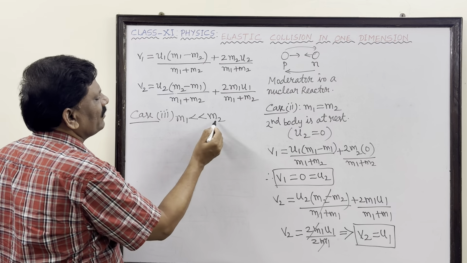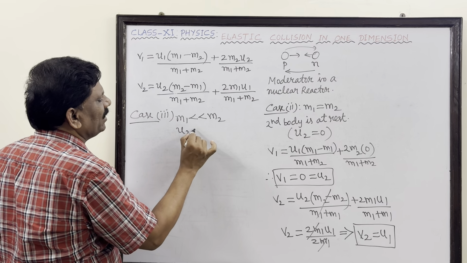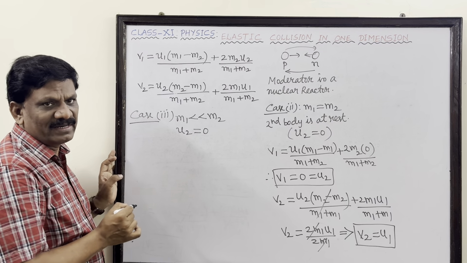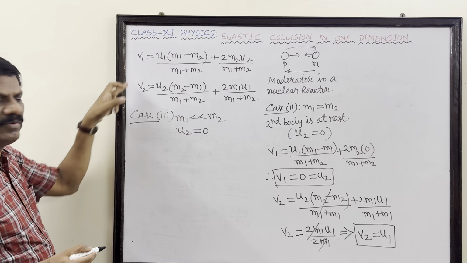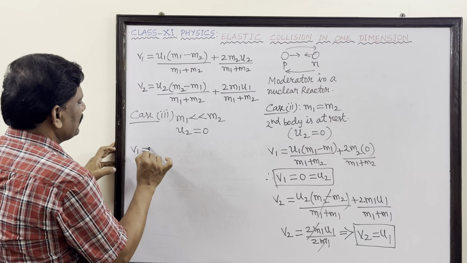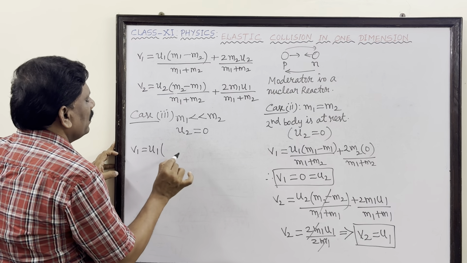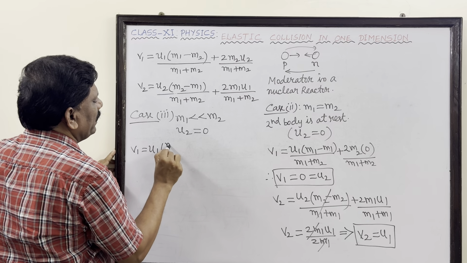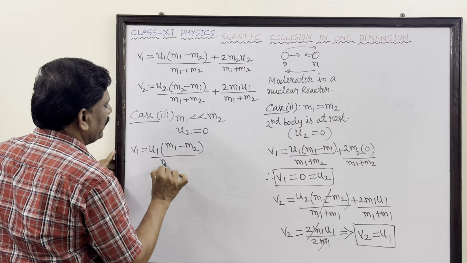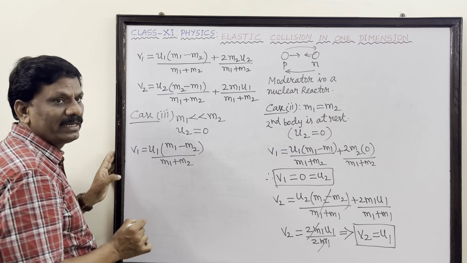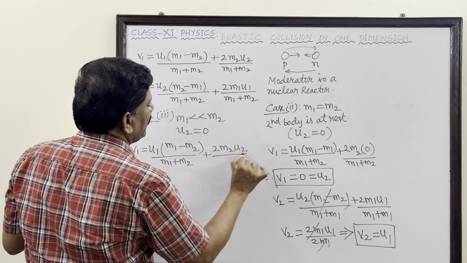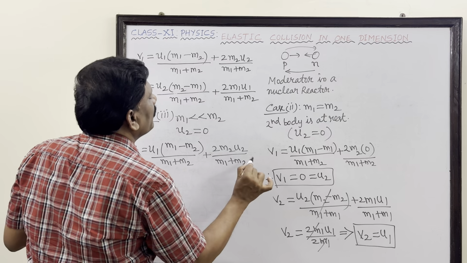So m1 is very much less than m2. Also the second body, say for example the wall, is at rest. In this case, I am going to substitute for v1 and v2. First, v1 is equal to u1 into (m1 minus m2) divided by (m1 plus m2), plus 2 m2 u2 divided by (m1 plus m2).